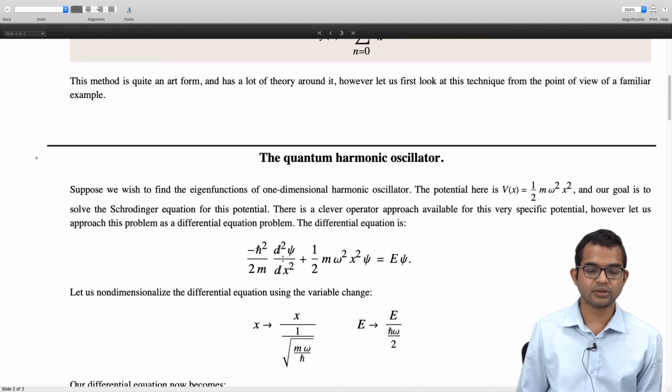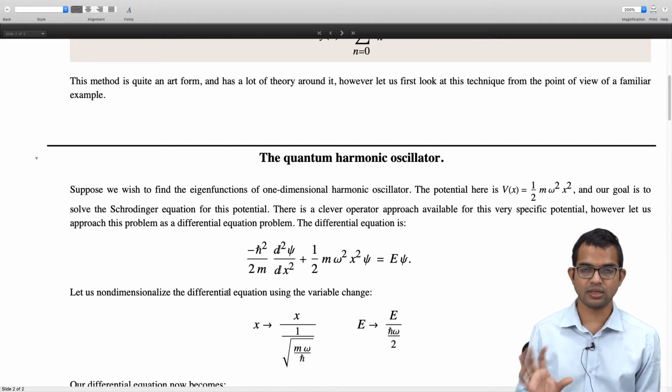So the first step is to non-dimensionalize this, so that in some sense you are removing all the physics away and treating it as a pure mathematical problem, and then you put the physics back in the end. So we use this non-dimensionalization. The natural unit for length here, you can check, is 1 over square root of m omega by h cross. So wherever you have x, you replace it by x divided by this quantity, and where you have E, you replace it by E divided by h cross omega by 2, right?